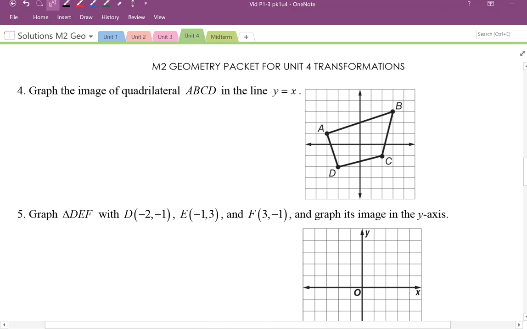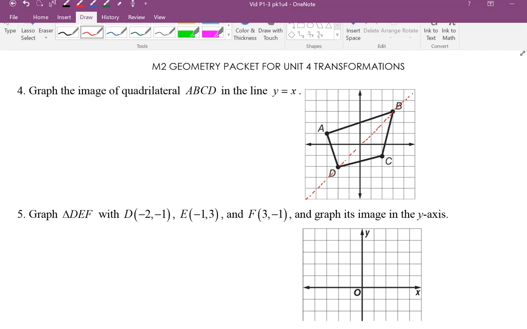In number 4, we're going to graph the image of ABCD through the line y equals x. So now we're not using the x-axis. We are imagining the line that goes through 0, 0, 1, 1, 2, 2, 3, 3, and so on. Those are all the points where the y is equal to the x. You could also think of it as the line that has a y-intercept of 0 and a slope of 1.